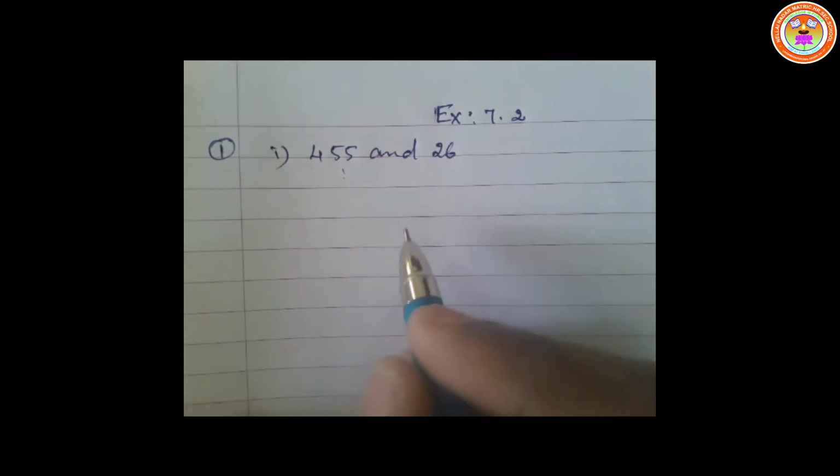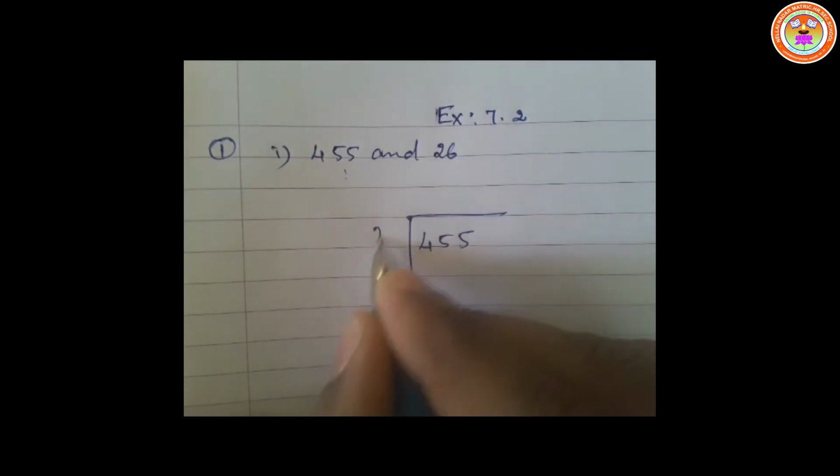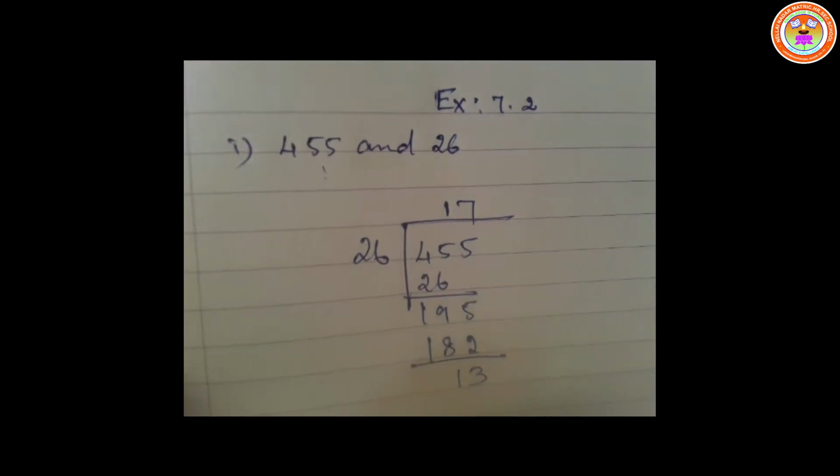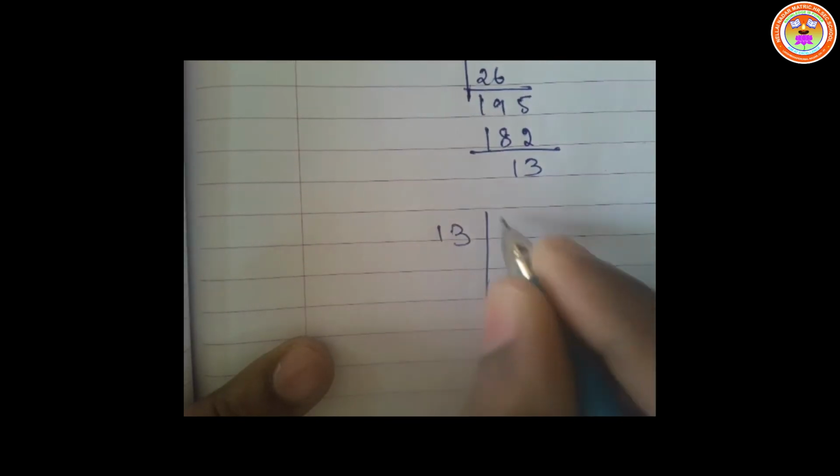First subdivision is 455 and 26. The bigger number you have to put inside the division and the smaller number outside. So divide it: 1 times 26 is 26, the remainder is 19. Bring down the next number 5. Then 7 times 26 is 182, the remainder is 13. After that we can't divide it, so it is the smaller number; put that outside the division, and this 26 you have to put inside the division symbol.